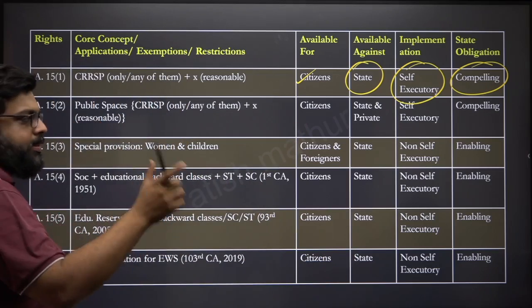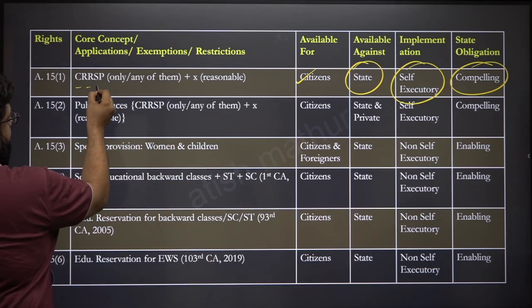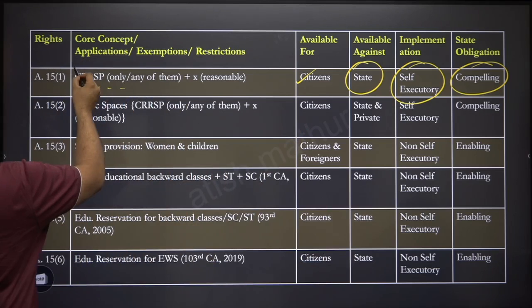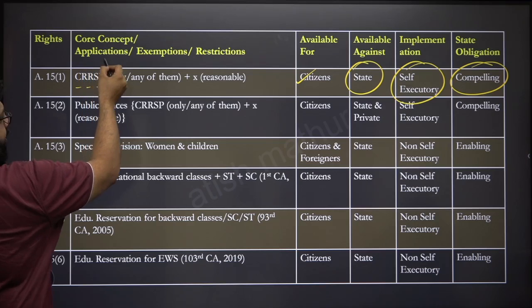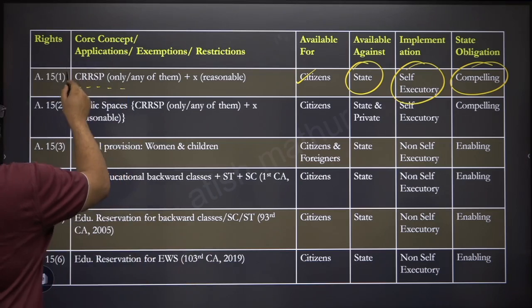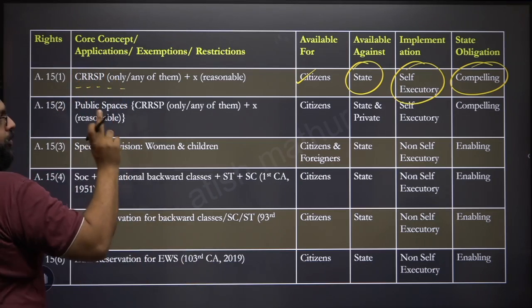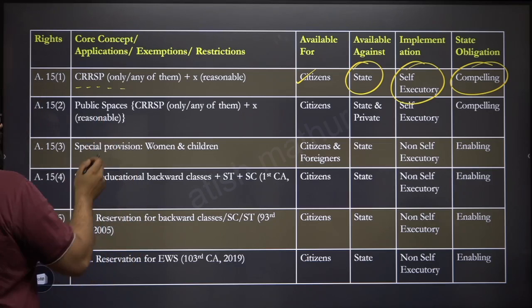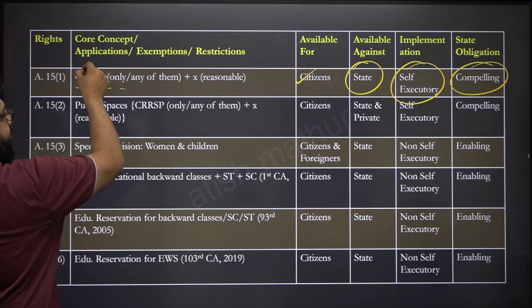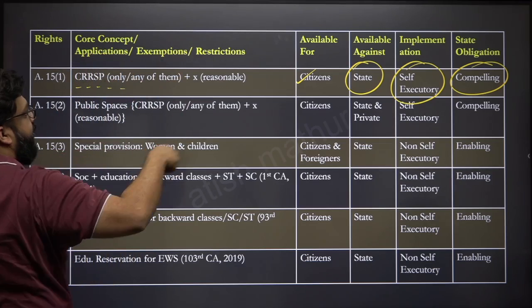Now I have rearranged the words because it's easier to remember like this: CRRSP, which is caste, race, religion, sex and place of birth. It's similar to the word crisp. So caste, race, religion, sex and place of birth. And it mentions two very important words, which is only on caste, race, religion, sex or place of birth, or on collectively all of them.